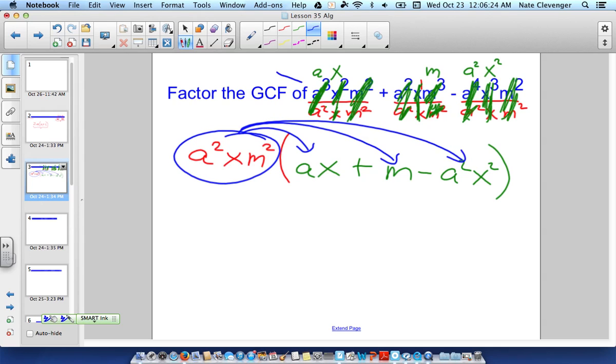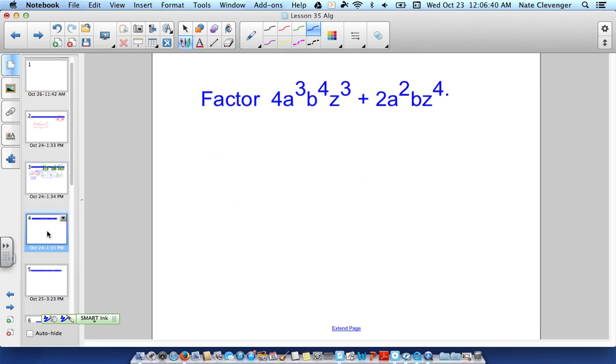and seeing if you got what we started with up here. That's factoring the greatest common factor. Here's our greatest common factor, and here's what's left when we factor that out or divide that out of each term. Okay, this next example I'm going to go a little bit quicker with.